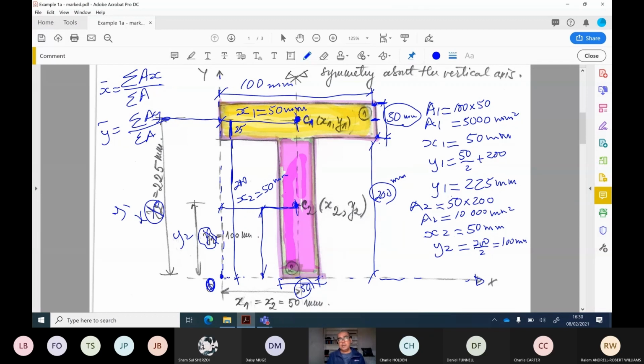No matter how complex a shape is, if you divide it into manageable areas, then you can find out its centroid quite easily. But the key thing is to locate the origin and then find out the coordinates of the center point of a particular area from that origin. And then the next step is to put these values into the formula for x bar and then y bar.